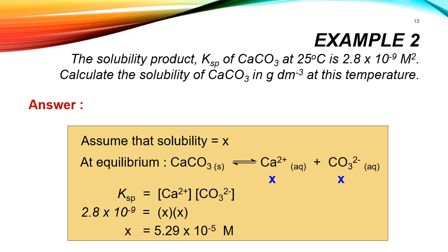Since the solubility is assumed as X, thus 1 mole of calcium 2 plus is equal to 1X. 1 mole of carbonate ions is equal to 1X. Writing the Ksp expression, that is, concentration of calcium 2 plus times concentration of carbonate ions. By substituting the value, we obtain the value of X that is equal to 5.29 × 10^-5.